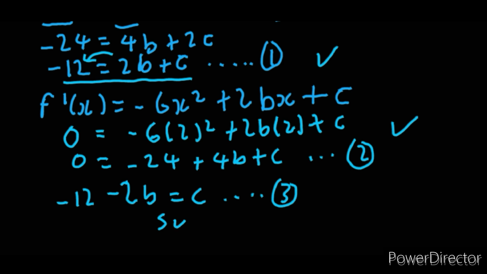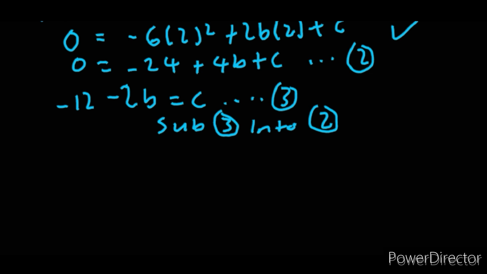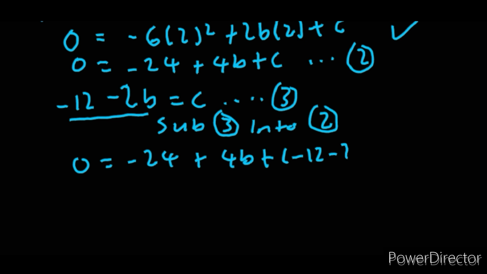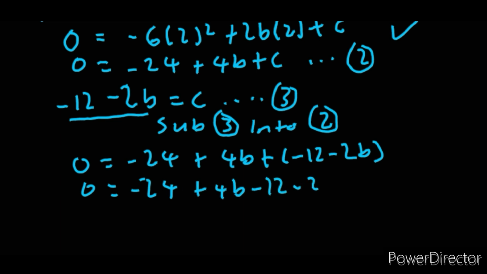Then I'm going to substitute my third equation into the one that I didn't manipulate, which was equation 2. And let's proceed. So I'm going to write equation 2 exactly the same, except for the fact that instead of me writing c, I'm going to write negative 12 minus 2b. So therefore it's going to be 4b plus negative 12 minus 2b. So then we're going to have 0 is equal to negative 24 plus 4b minus 12 minus 2b.